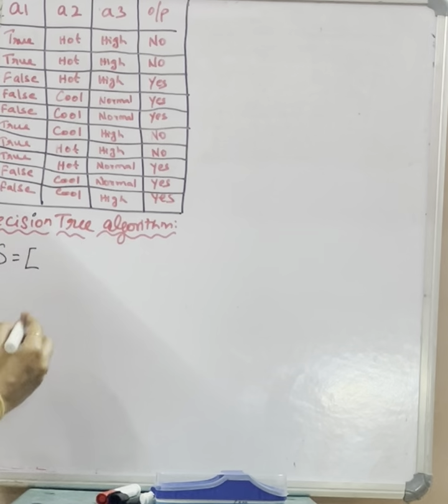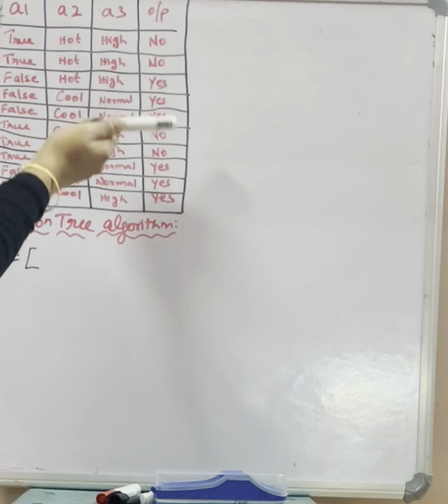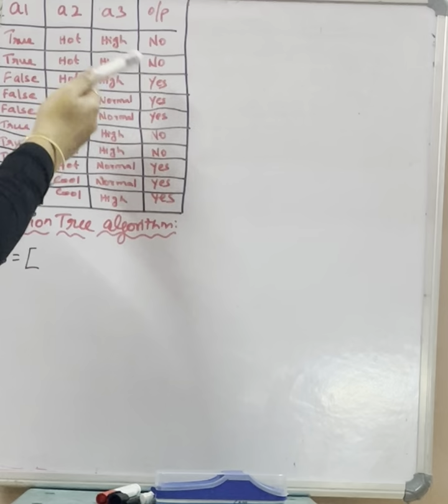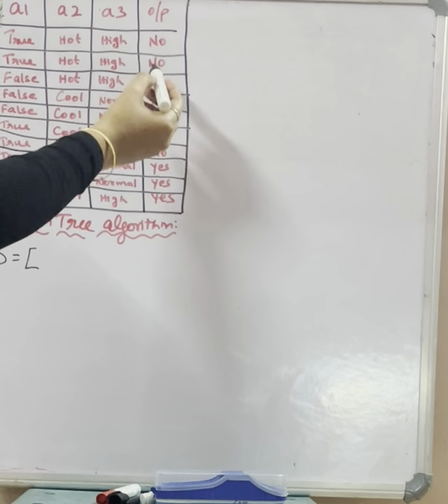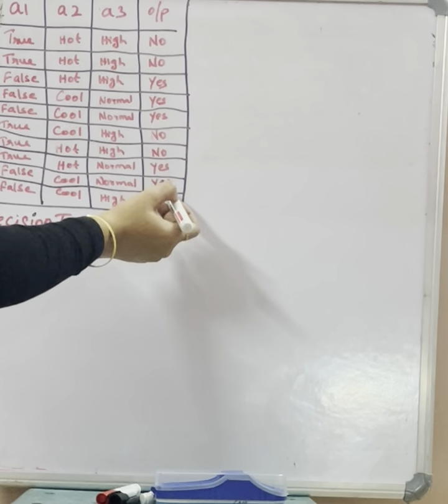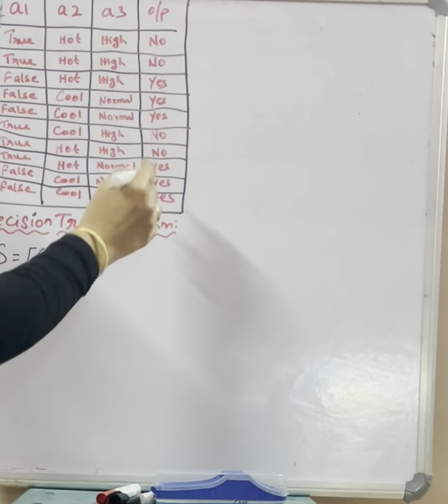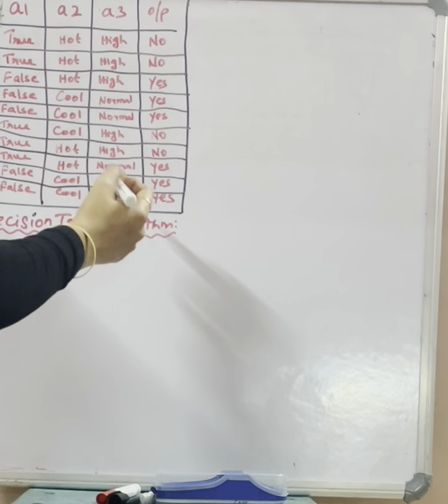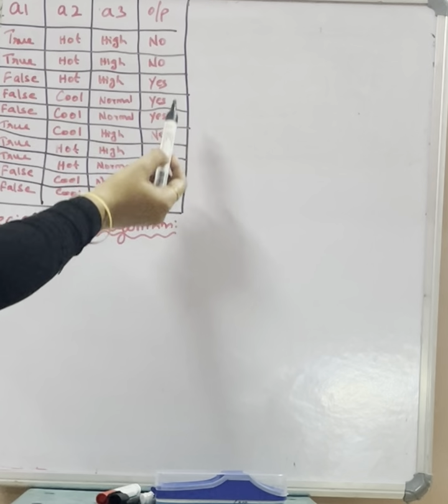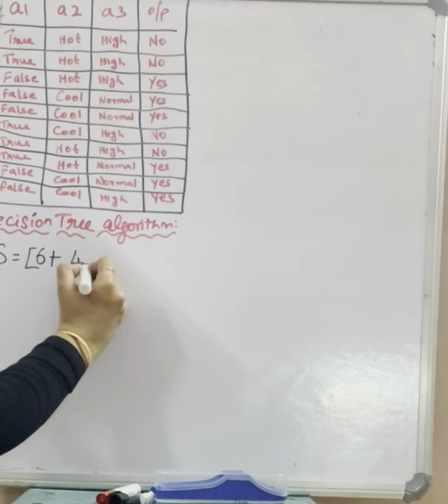What are the different outcomes we have? Yes and no. First we have to check how many yes and how many no are there. So for S, 1, 2, 3, 4, 5, 6. We have 6 positive, which is positively contributing to the classification, and no is 1, 2, 3 and 4. We have 4 negative.